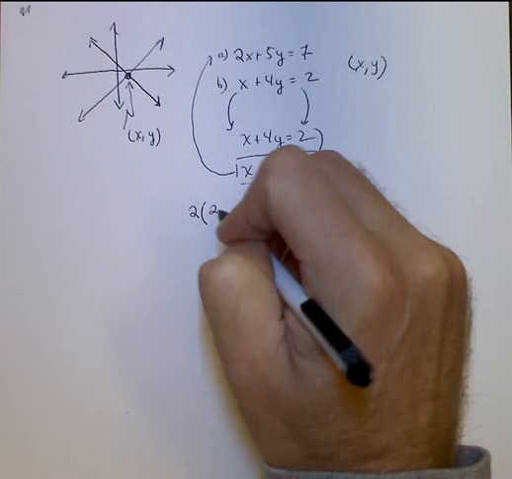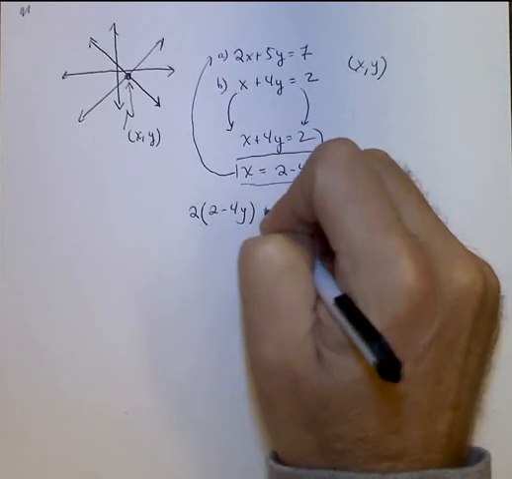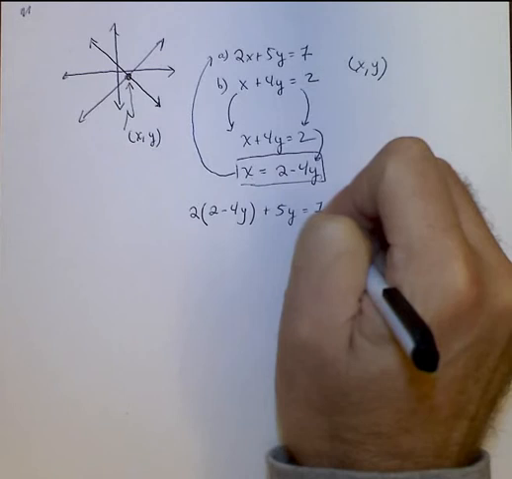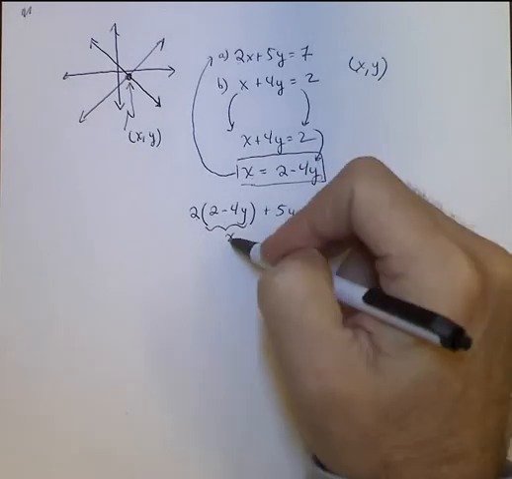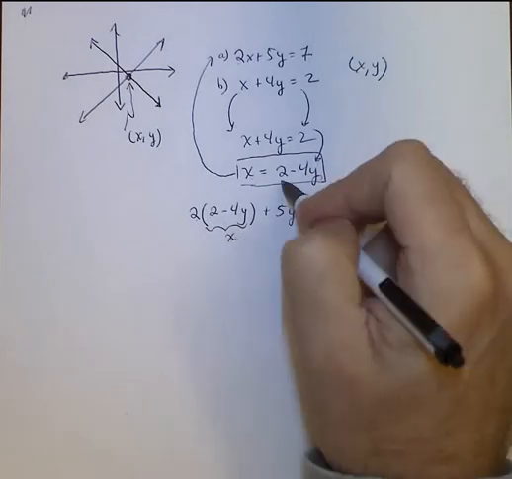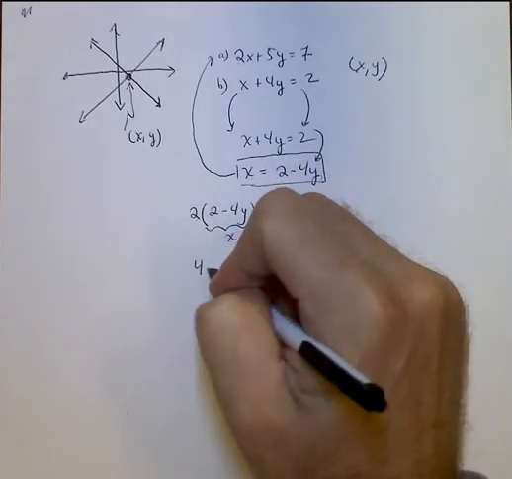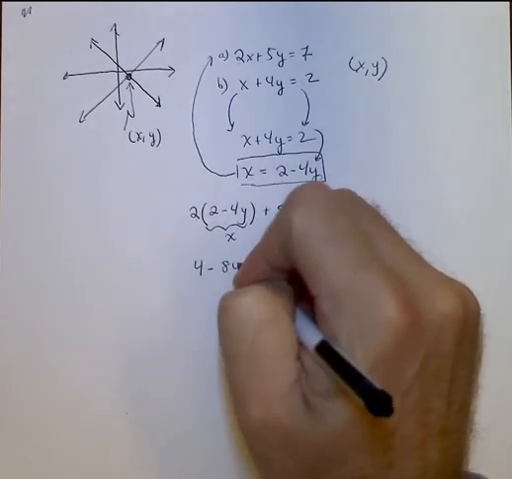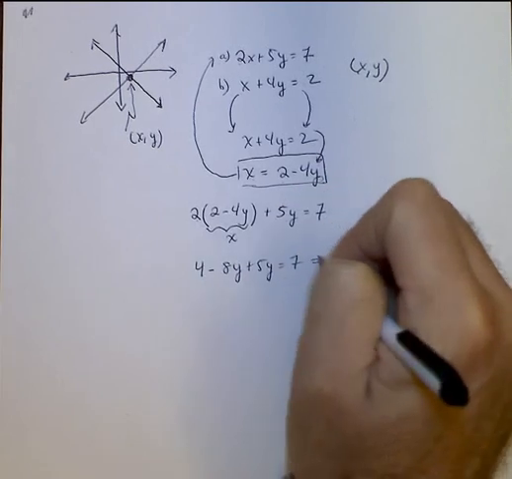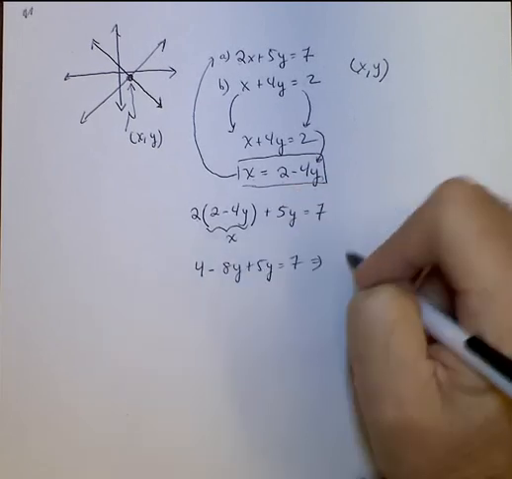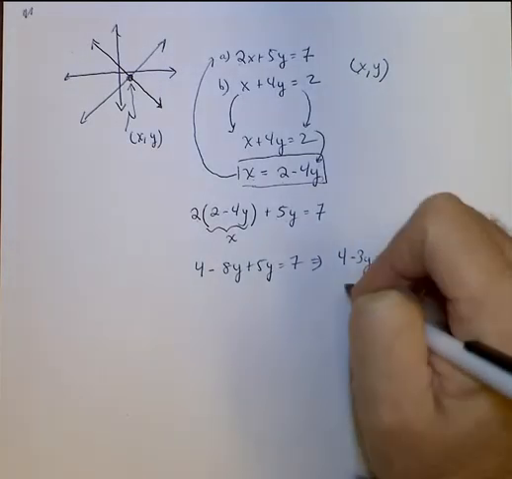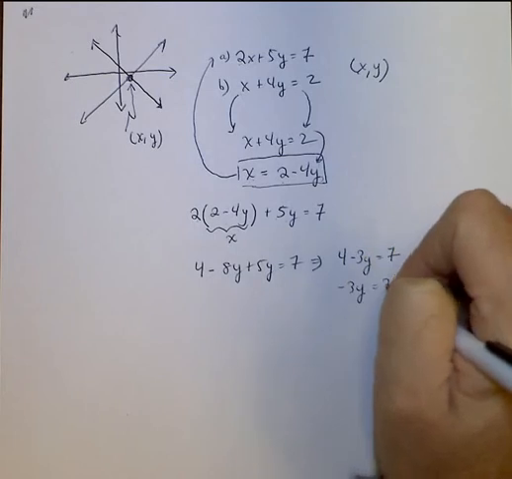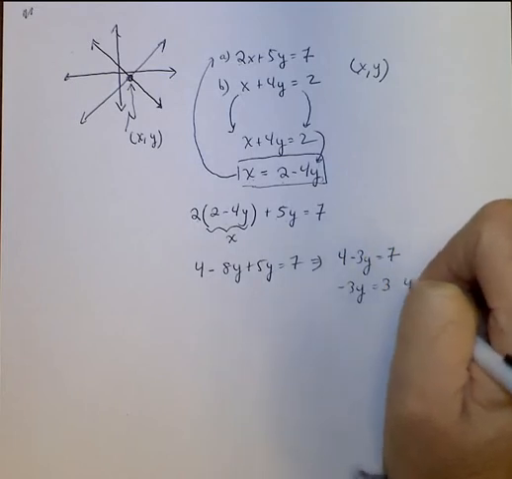So we do that and continue with the equation. This equation is 2x plus 5y equals 7, but instead of writing x, we put this in its place. And then we just use our algebra. We distribute the 2: 4 minus 8y plus 5y equals 7. Negative 8y plus 5y is minus 3y. We bring the 4 over to the other side. We get negative 3y equals 3, and we get y equals negative 1.